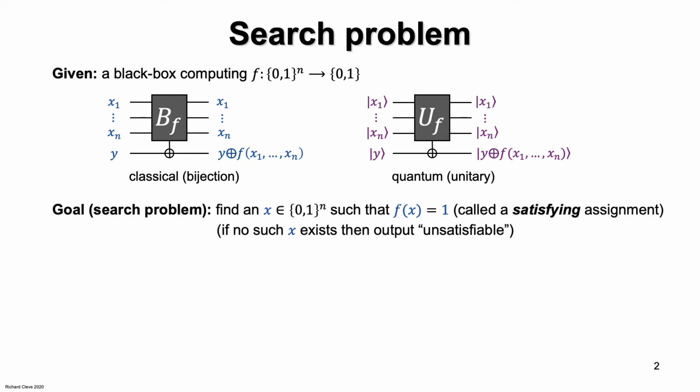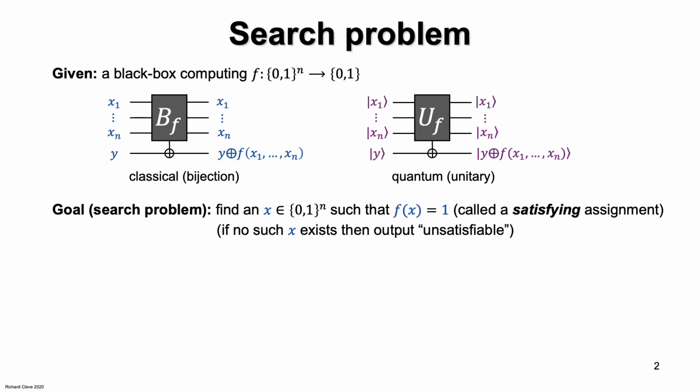Your goal is to find an input x in the domain of f such that f of x equals 1. This is called a satisfying assignment, or satisfying input, because it is a setting of the logical variables so that the function value is true, denoted by the bit 1.